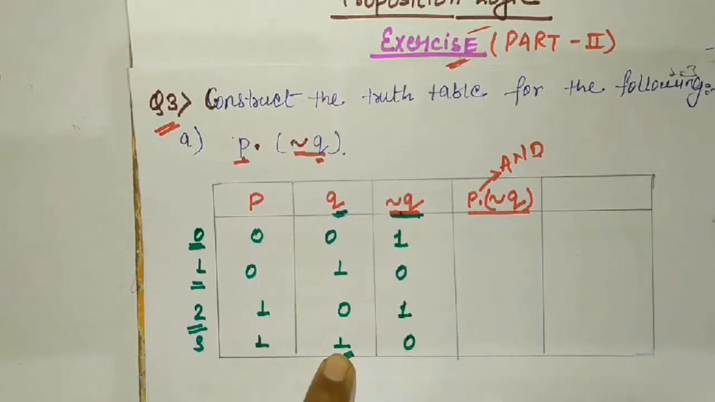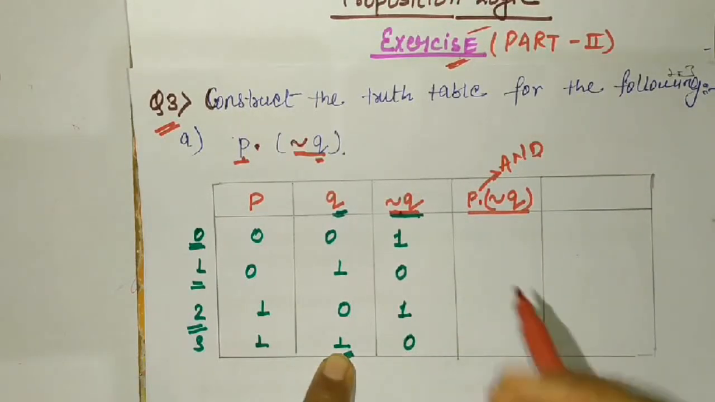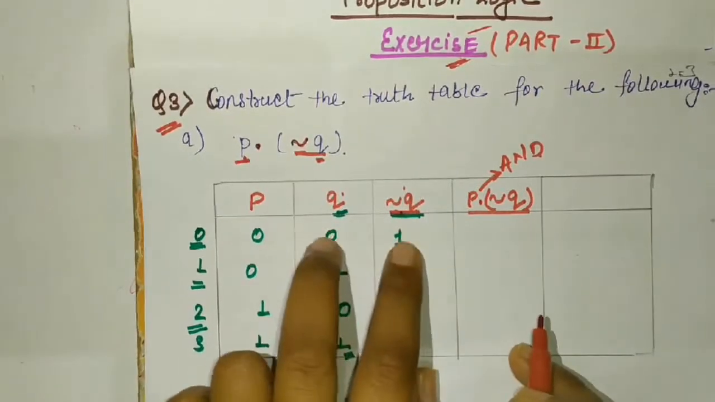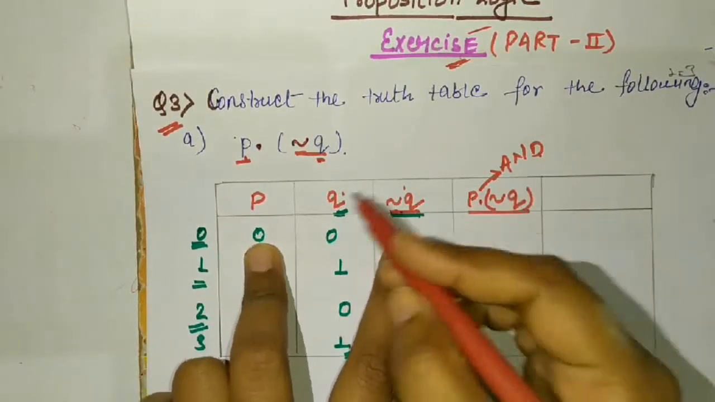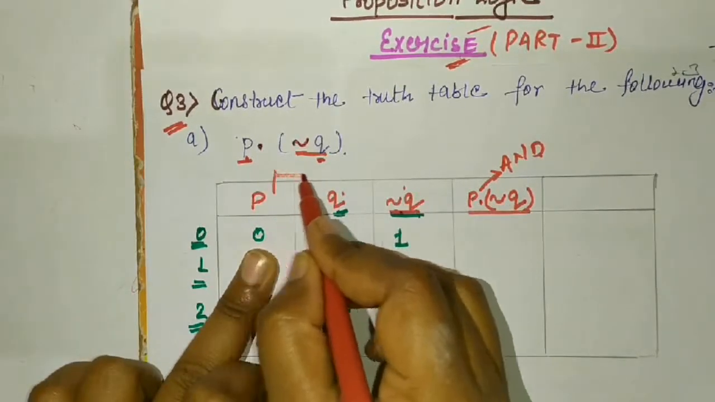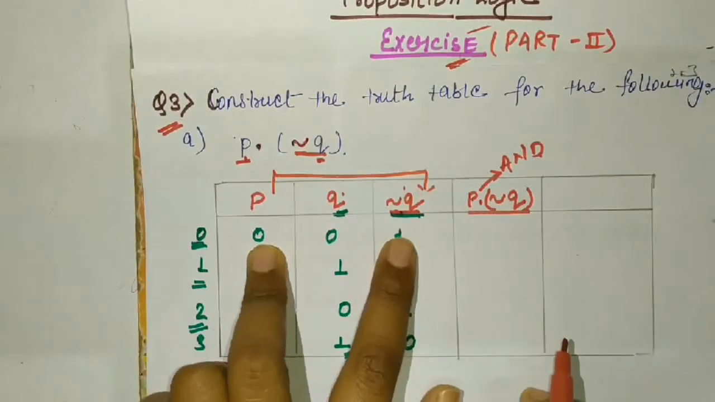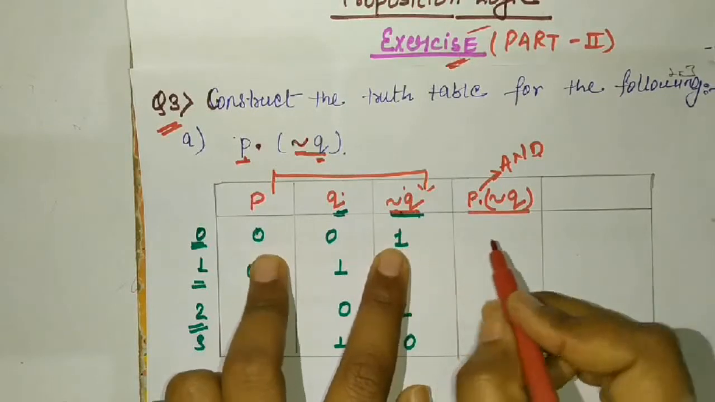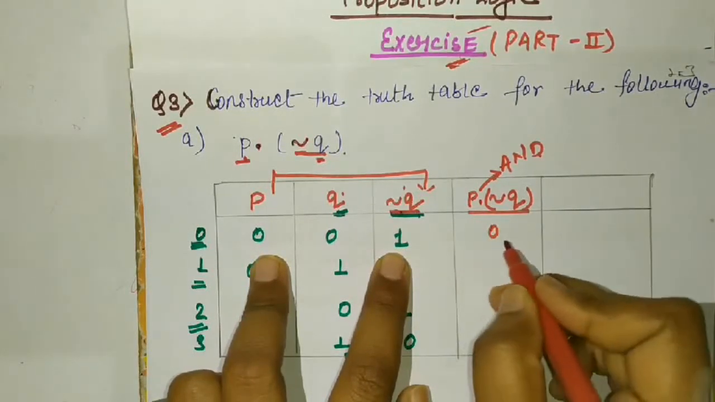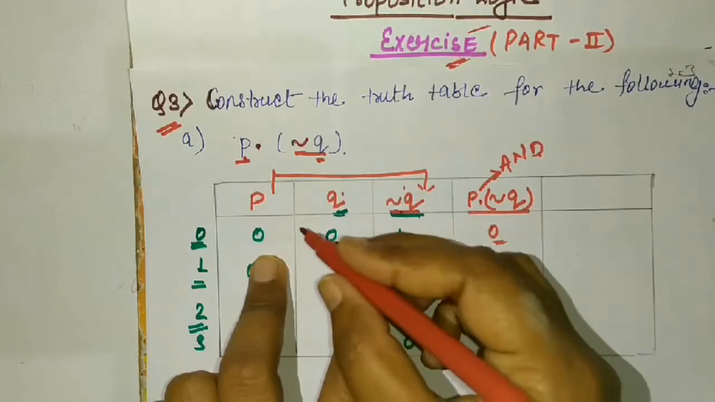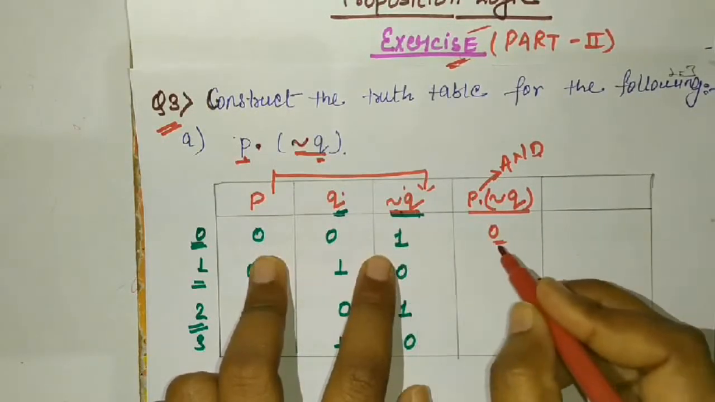Next, this is the result. So P into not Q. So we can multiply these two numbers. 0 into 1, that is 0. This is the AND operator. 0 into 1 is 0.